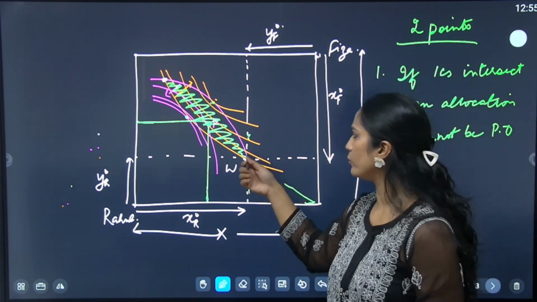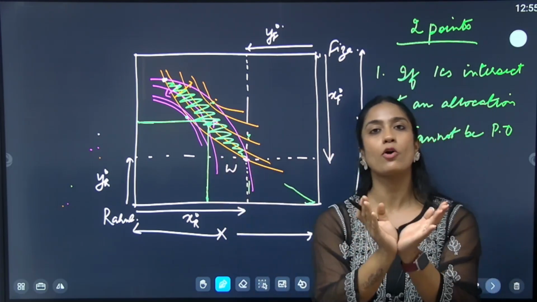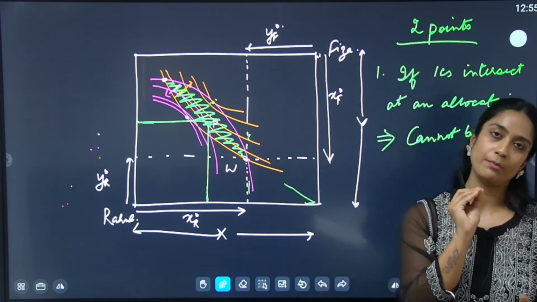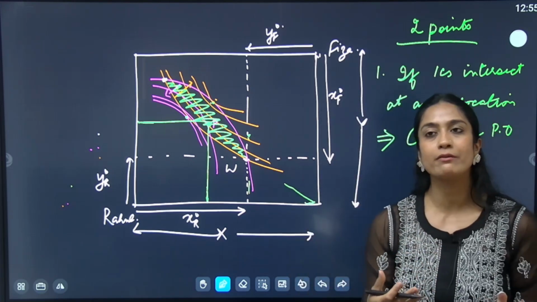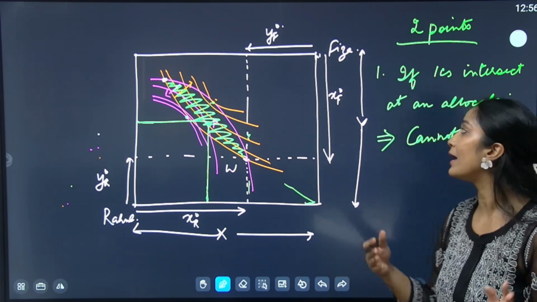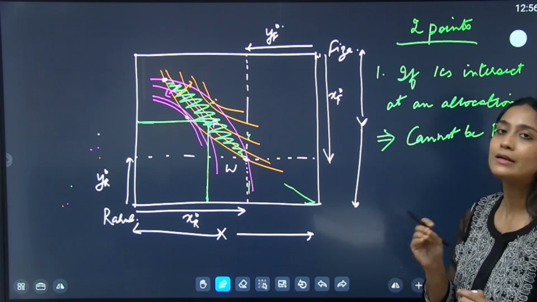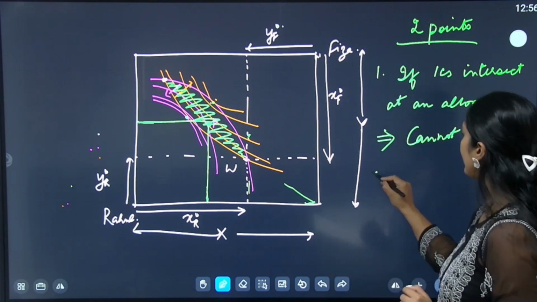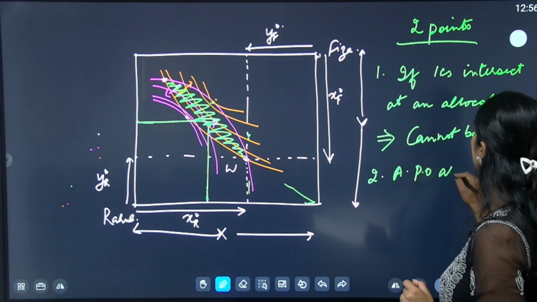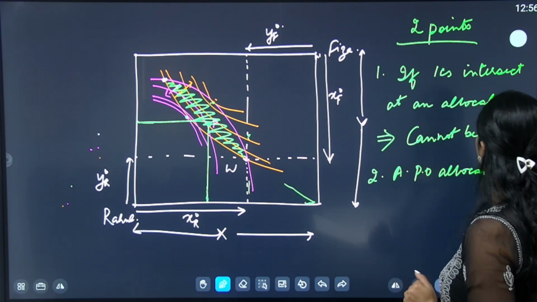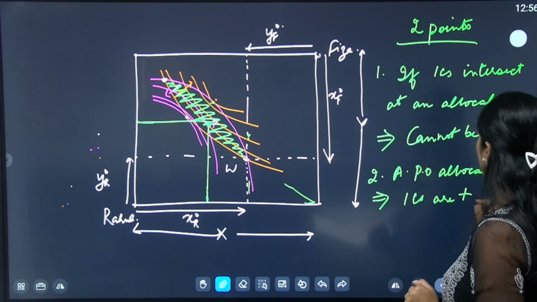Just like the point W, you take any other point where the ICs are forming a lens, that means there is scope for improvement. The scope for improvement will be exhausted where the ICs are no longer crossing, they are just touching, which means that they are tangent. So the second point, then, is that a Pareto optimal allocation will mean that ICs are tangent.